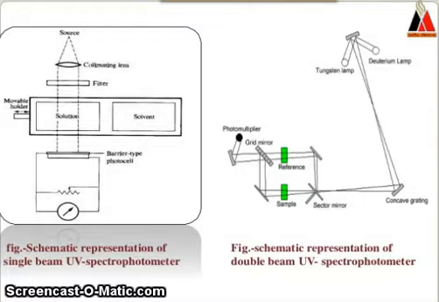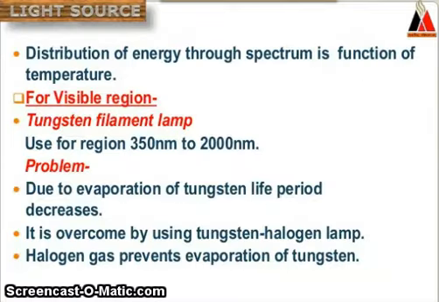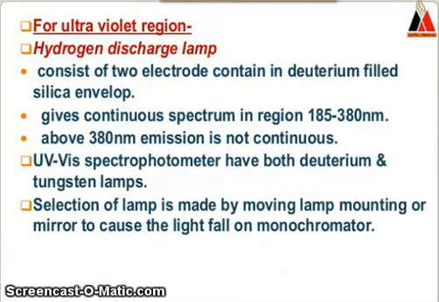The distribution of energy through the spectrum is a function of temperature. Tungsten filament lamp is used for the region 350 nanometer to 2000 nanometer. Problem: due to evaporation of tungsten, the life period decreases. It is overcome by using a tungsten halogen lamp. Halogen gas prevents the evaporation of tungsten.